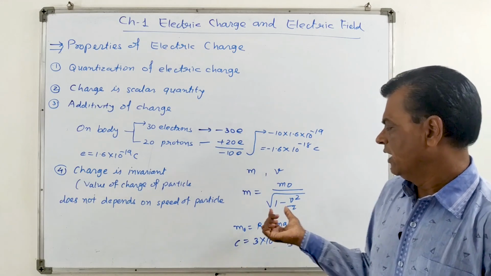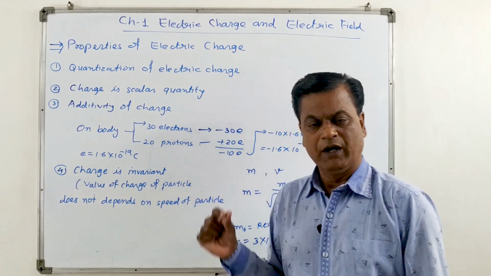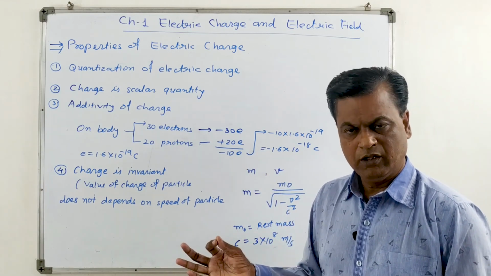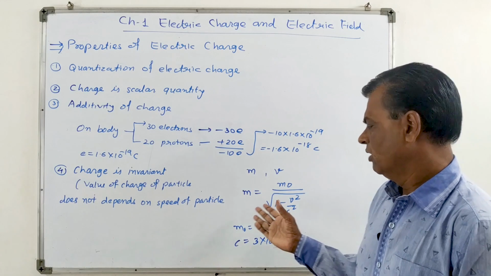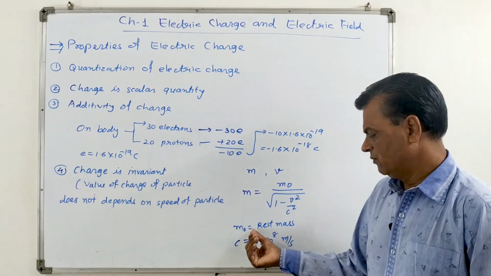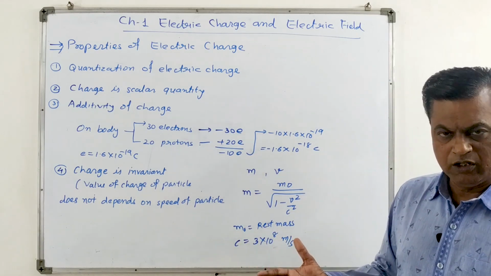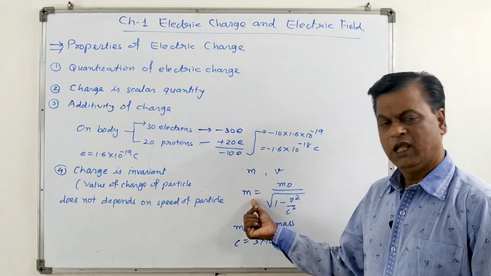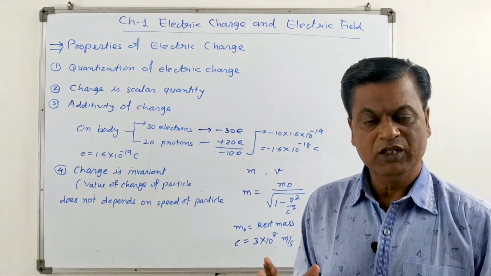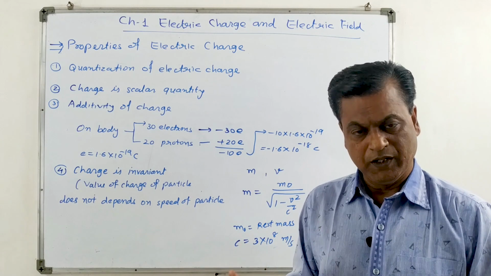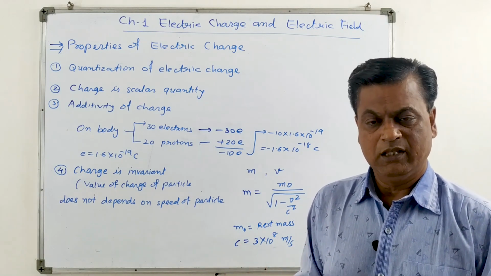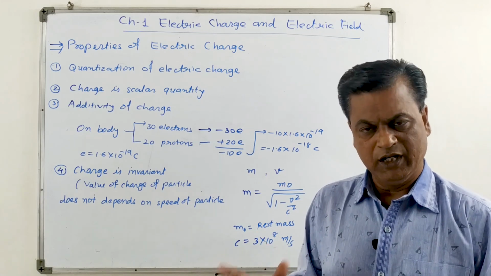So here you see that the charge of the particle, whether stationary or in motion, does not change, whereas the mass of the particle when it's stationary is m0, but when it is in motion its mass is increased. So the mass of the particle or body changes with speed, but the charge of the particle does not depend on its speed.